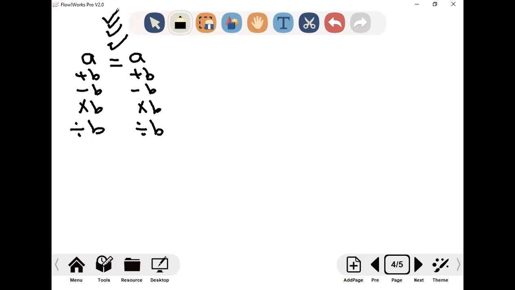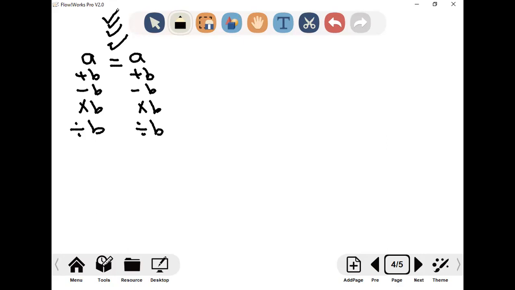The last thing, if A equal B, C not 0. Why did they write beside it, C cannot be 0? Because we cannot divide by 0, right? So we exclude the 0 idea here. If A equal B, then A divided by C equal B divided by C.